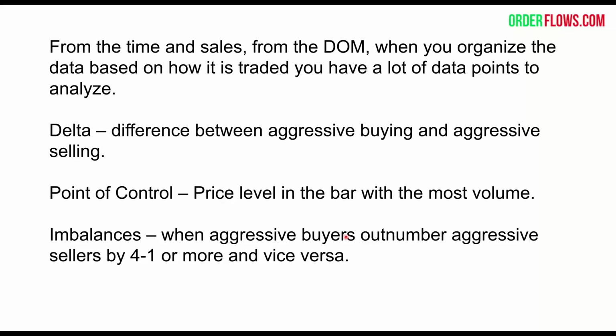Now, when you organize the data from the time and sales and the dome, it allows you to see things in the market. But there are 3 key points of order flow analysis that stem from these data points. The delta, which is the difference between the aggressive buying and aggressive selling in a bar. The point of control, which is the price level in the bar with the most volume. And lastly, imbalances, when you have aggressive buyers outnumbering aggressive sellers by a certain ratio. Usually it's 4-to-1, but it's up to you to choose your ratio, and vice versa. So you could have a buying imbalance or a selling imbalance.